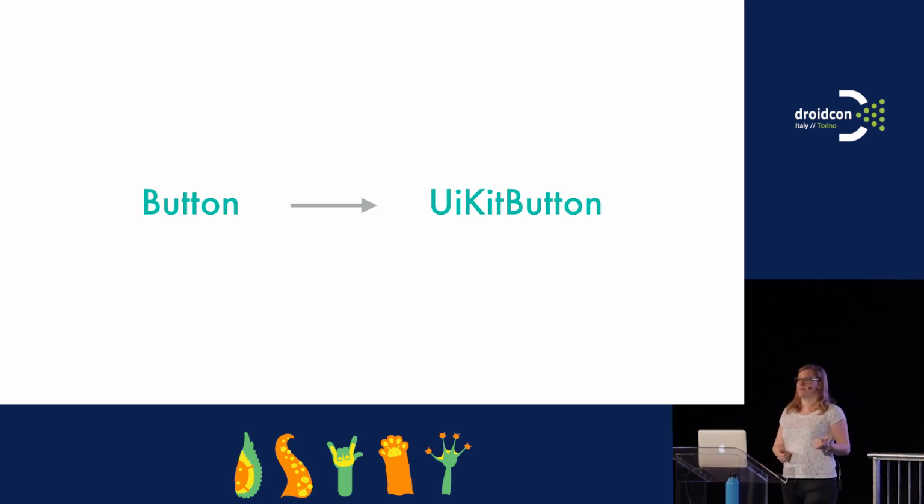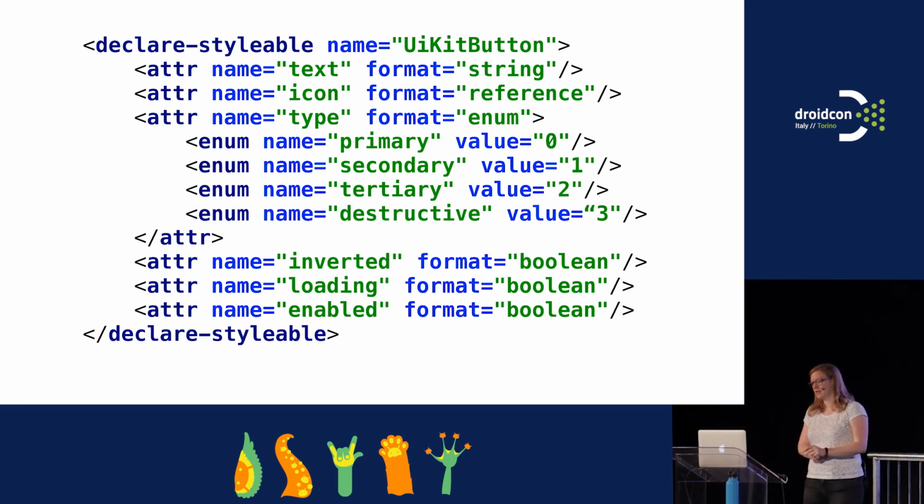Okay, so we have a name, and we know it's going to be a custom view. But how do you actually structure this component? We wanted them to be as easy as possible to use. So we wanted it to be configurable via both XML as well as in code. So we had to set up some custom attributes. Now, again, we wanted to be consistent with the naming.